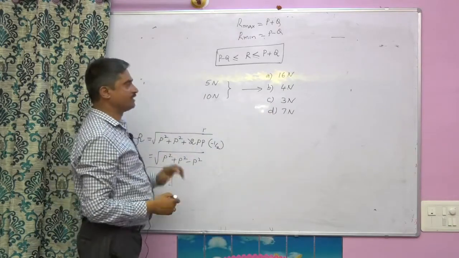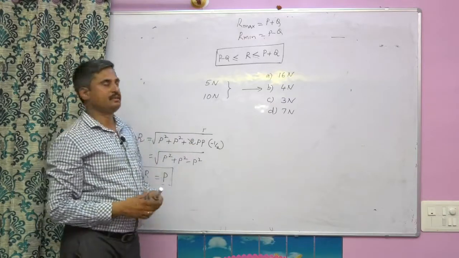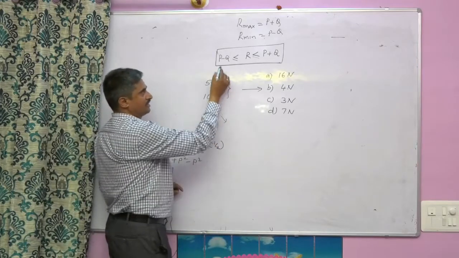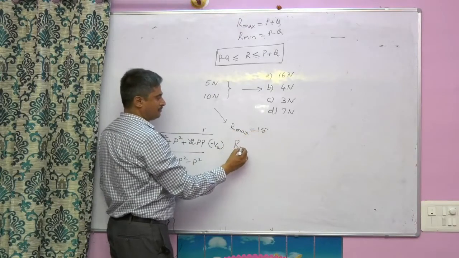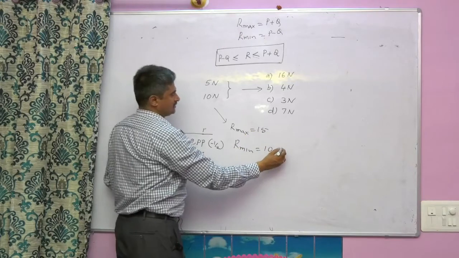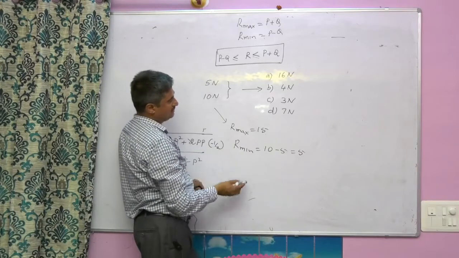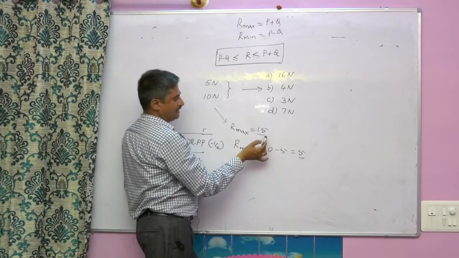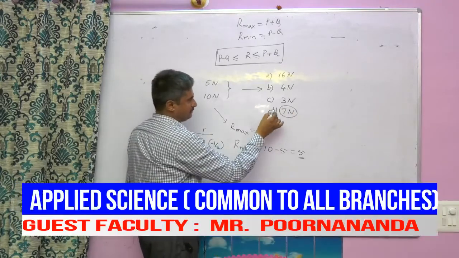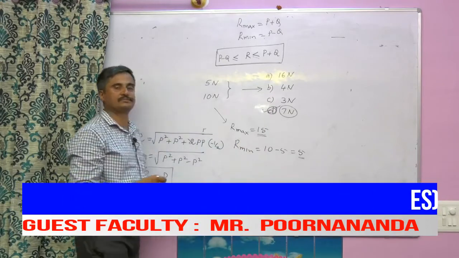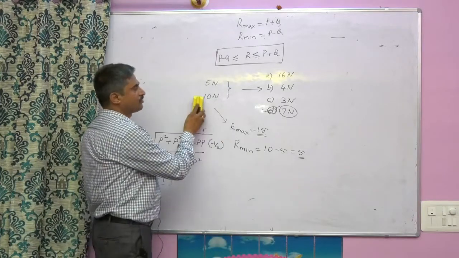The two vectors are 5 and 10. The resultant of these two vectors may be, you have to check what is R maximum, 15, R minimum 10 minus 5. P plus Q is 15, P minus Q is 5, therefore the resultant must lie between 5 and 15. Between 5 and 15, only 7 is there, therefore D is the proper answer. In this way we can answer some simple questions.